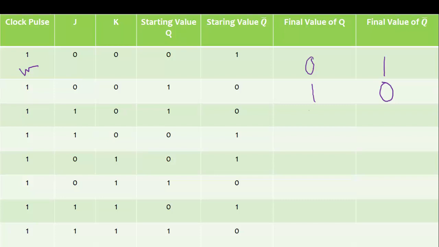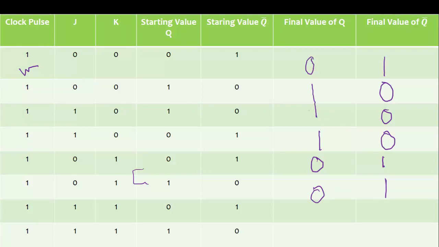So what about when J is 1? When J is 1 and K is 0, we said it becomes set. So Q becomes 1, not Q becomes 0. So here, if the starting value is 0, it becomes 1, not Q becomes 0. And then we have, well, what about K? And we said K is like the reset. If K is 1 and J is 0, Q becomes 0 and not Q becomes 1. And we can see there are two scenarios where that happened here. These two scenarios, Q becomes 0, not Q becomes 1.